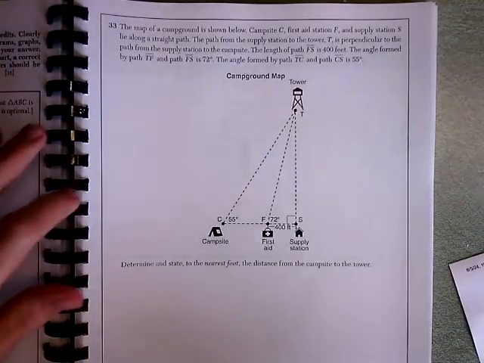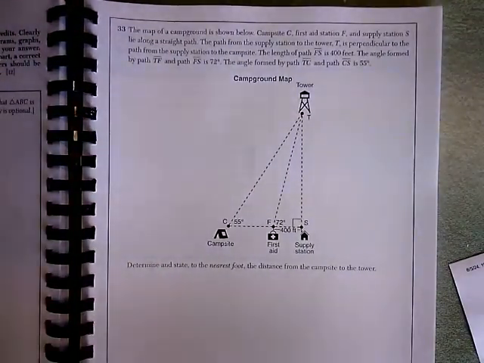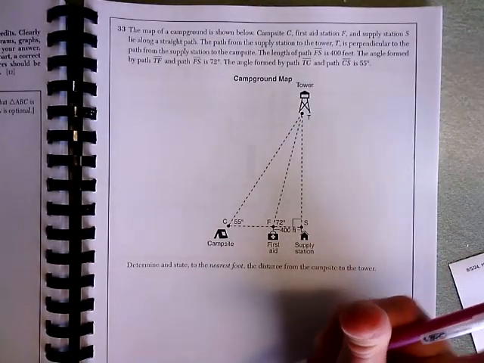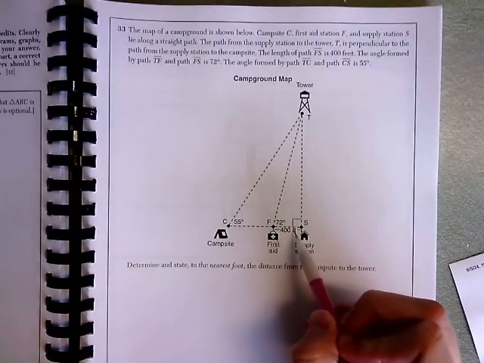All right, so we're going to start looking at question 33 on page 165. The map of a campground is shown below. Campsite C, first aid station F, and supply station S lie along a straight path. The path from the supply station to the tower T is perpendicular to the path from the supply station to the campsite. The path FS, the path between the supply station and the first aid, is 400 feet.